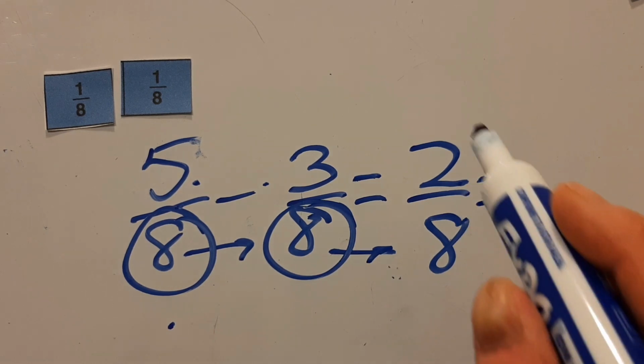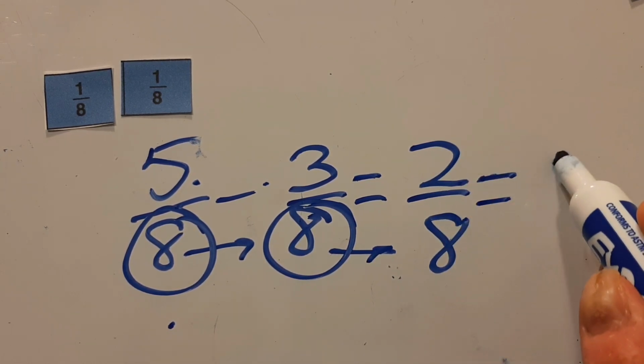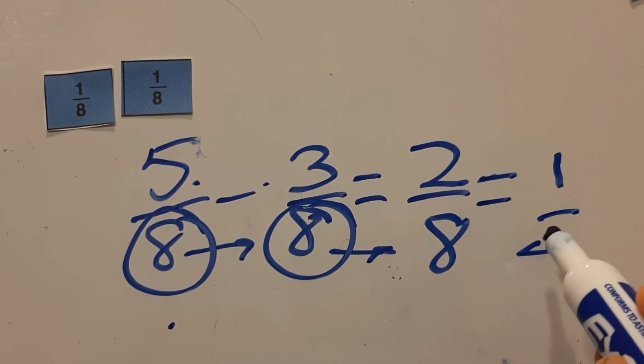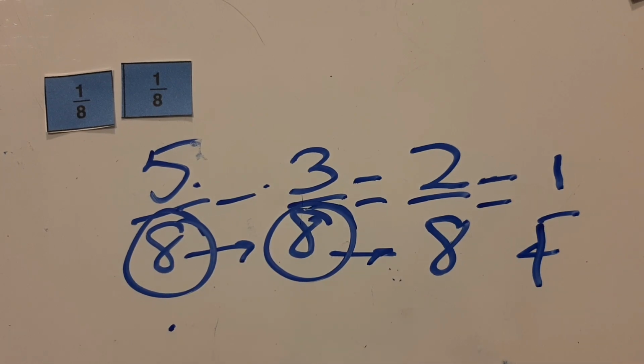So divide the top and the bottom by 2. That would be 1/4. So remember, when you do this, you have to put it in simplest form, and hopefully your writing will be neater than mine. All right, let's take a look in your book.